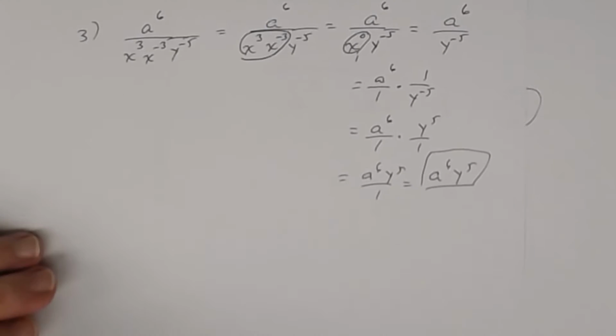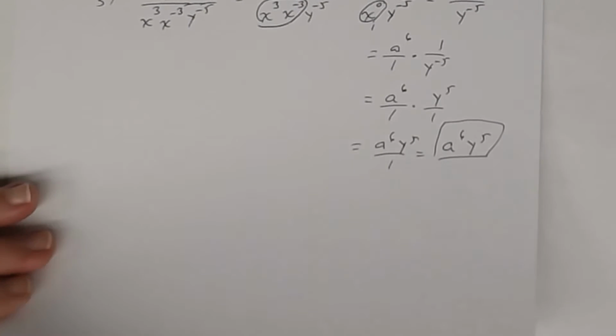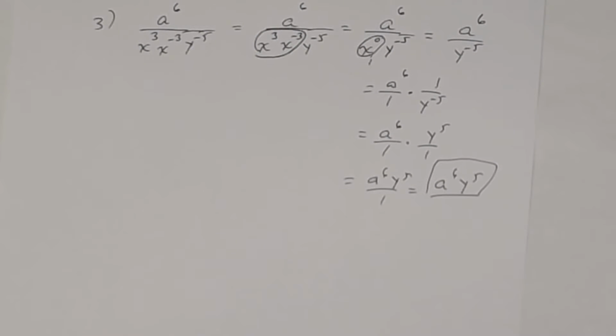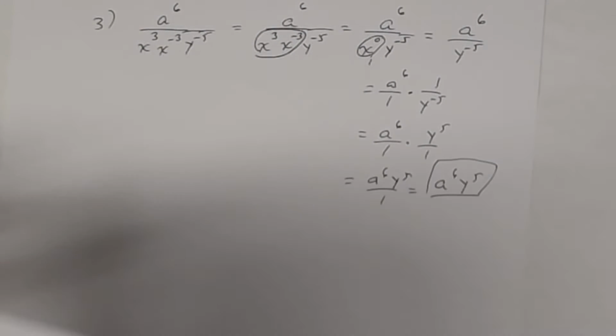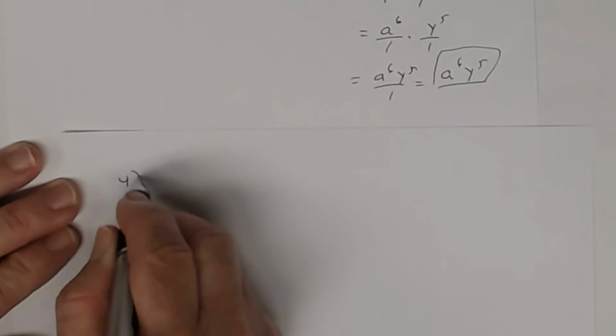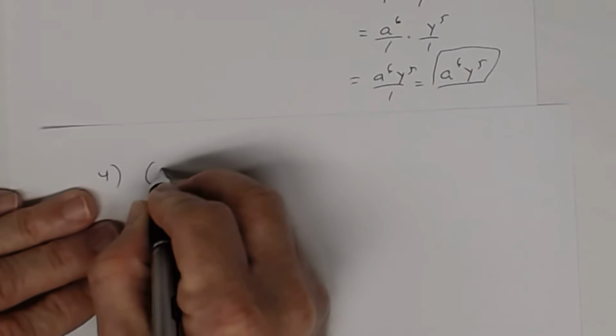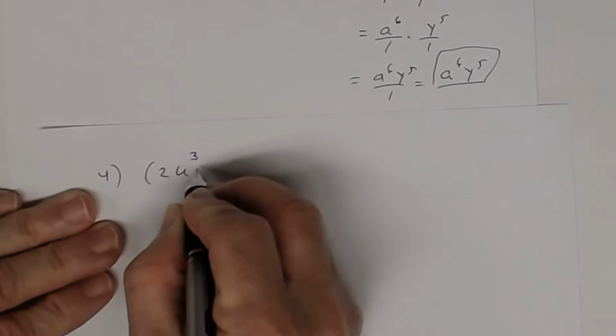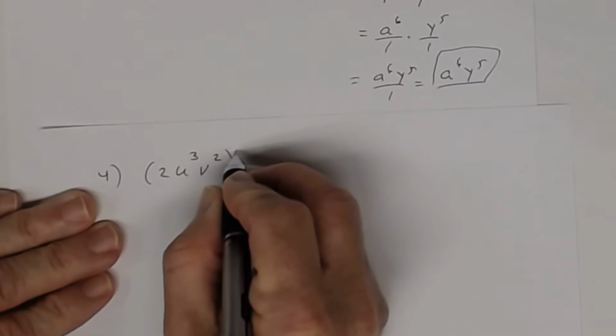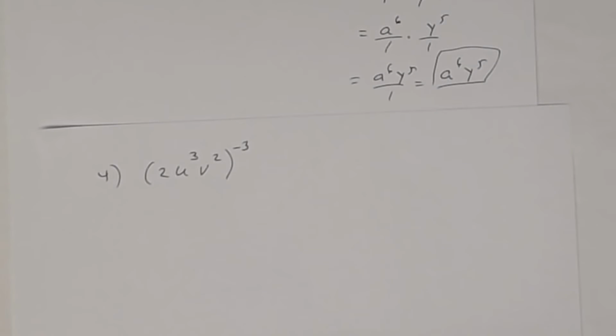Okay, number 4. So let's look at number 4. We have this problem: 2u to the 3rd power v squared, all raised to the negative 3rd power. Now, there are a couple approaches you can take. So let's do the first approach first.